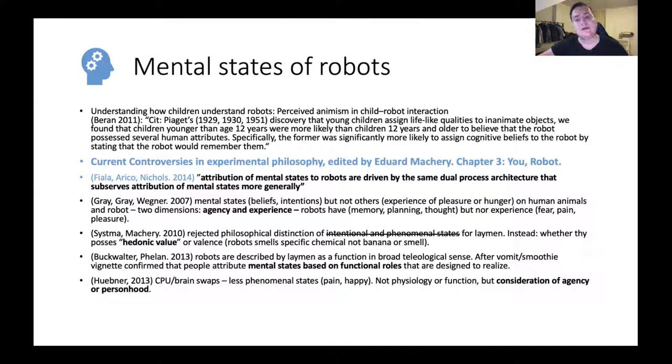So in the last 10 years, what was found in experiments with lay people is that people do tend to ascribe some mental states to machines. And how? For example, a study from Sytsma and Machery from 2010 showed that the philosophical distinction between intentional and phenomenal states isn't the case in the layman. Instead, people tend to ascribe hedonic value only to humans, but not to robots. What does it mean? That people can smell a banana and robots can smell specific chemicals.